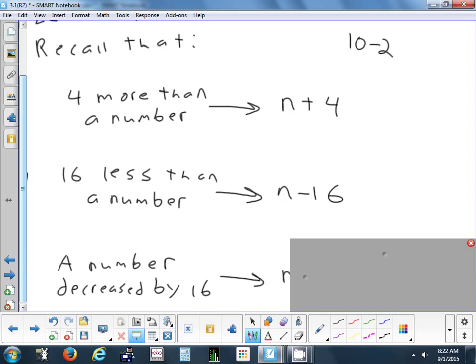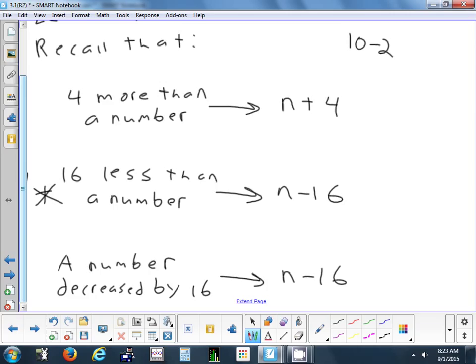Okay? A number decreased by 16. That you pretty much do in the order you see it. Number decreased by 16. But this is the one that's a little tricky. Guys, we want to do one with you because there is going to be one on the homework worksheet tonight. Just one word problem. Okay. You guys good with that? We're good? All right.